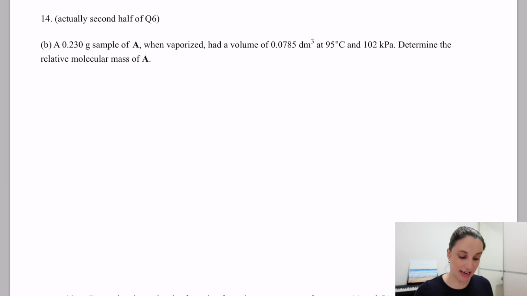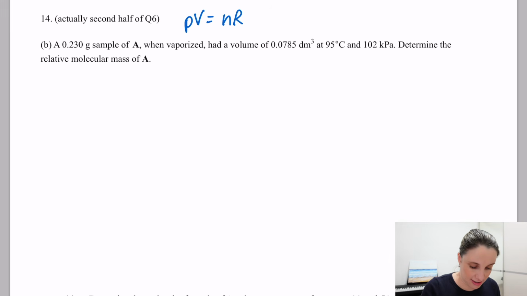Let's have a look at how we use PV equals nRT in paper 2 style questions, so ones where you've got your calculator and you can actually use the equation itself, and how that might become a bit confusing. So this here, we're going to use PV equals nRT still.